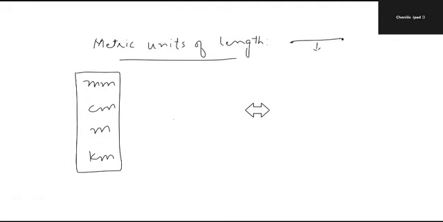Now, if we have measured something in kilometers and we need to convert it into meters or centimeters or millimeters, how are we going to convert that? This is what we're going to learn today. I'm going to make a table for you, and that table is going to help you learn. First of all, the smallest unit is millimeters. Then we have centimeters, then meters, and the last is kilometers.